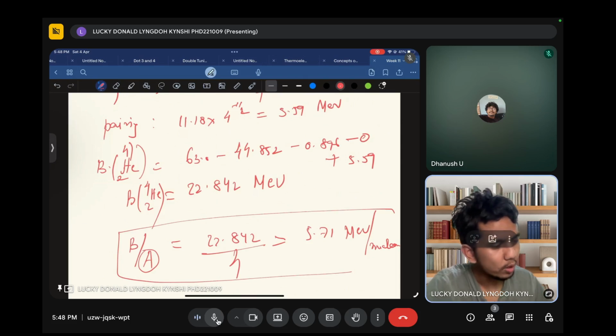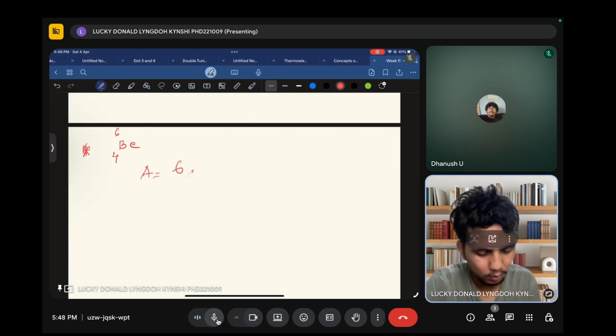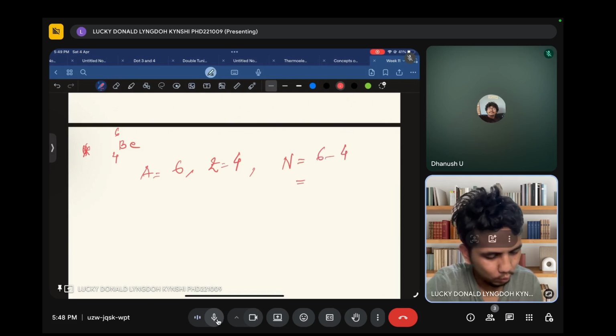Now we can do the same thing again for the second nuclide. The second nuclide is beryllium, 6 4. What happens in this case? A equal to 6, which is the mass number, Z equal to 4, and finally N will be equal to 6 minus 4, which is equal to 2. Okay, here also it is even-even.